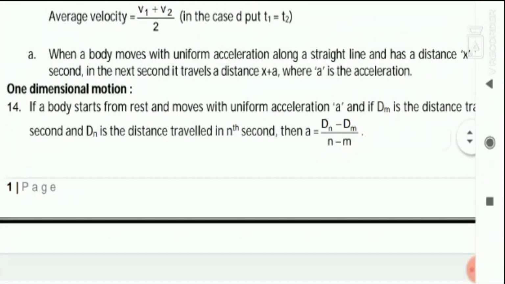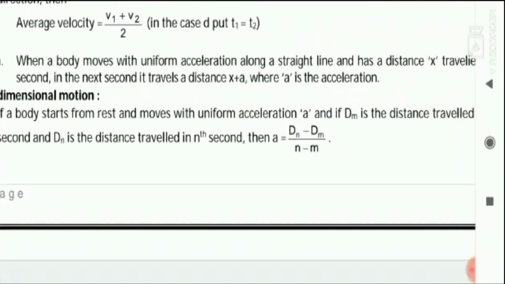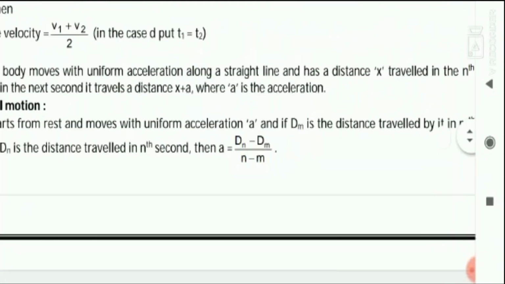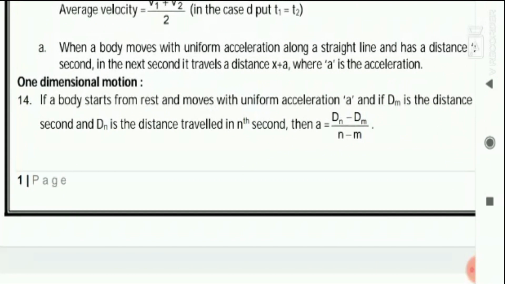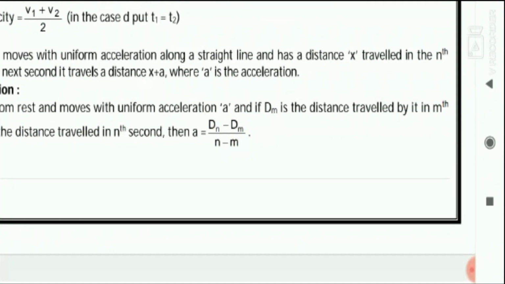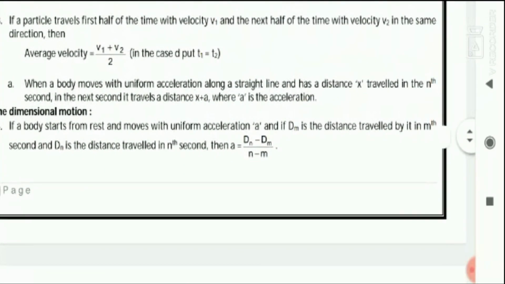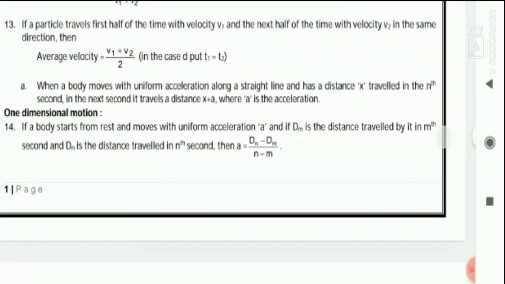Now the next one is, if a body starts from rest and moves with uniform acceleration a, and dm is the distance travelled by it in the mth second and dn is the distance travelled in the nth second, then a is equal to... how simple, dm will be given, dn will be given, n value and m value will be given. Then to find out acceleration, a very simple formula, you can use a equals (dn minus dm) by (n minus m).